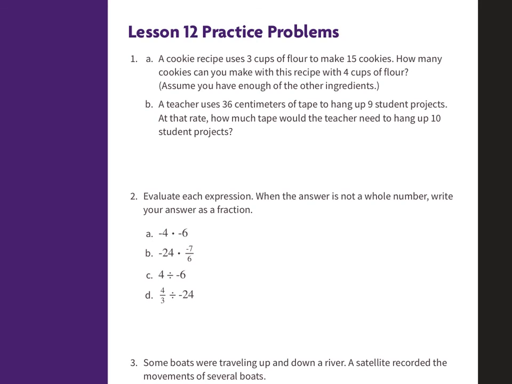At that rate, how much tape would we need to hang up 10 student projects? So once again, find out how much it is for 1, so 36 divided by 9, and then just multiply that by 10. And then number 2, we're just multiplying or dividing. Use your calculator on this one, okay?